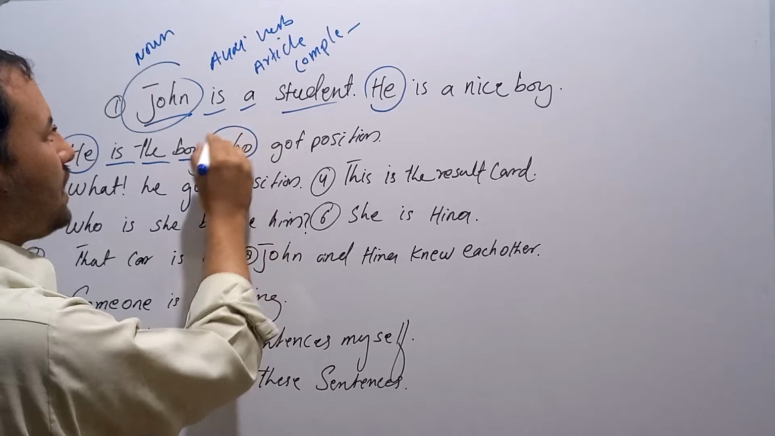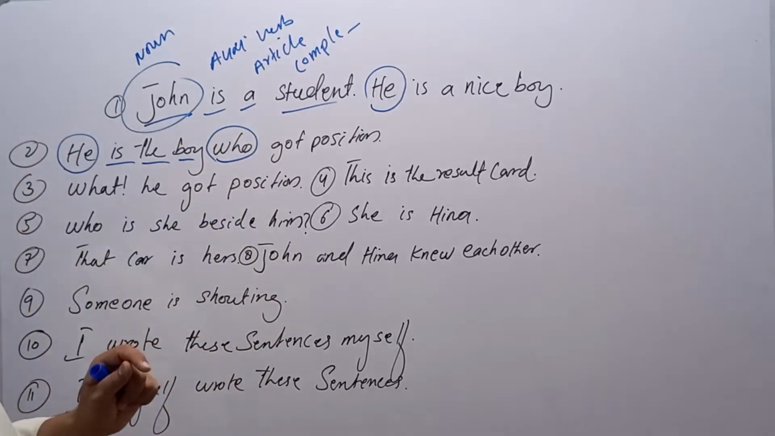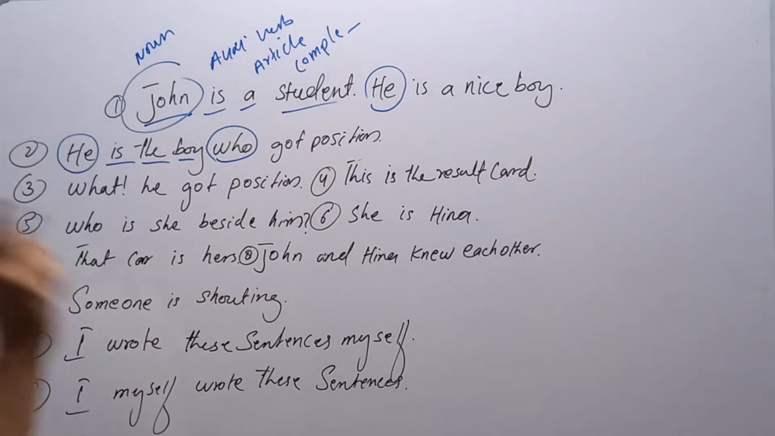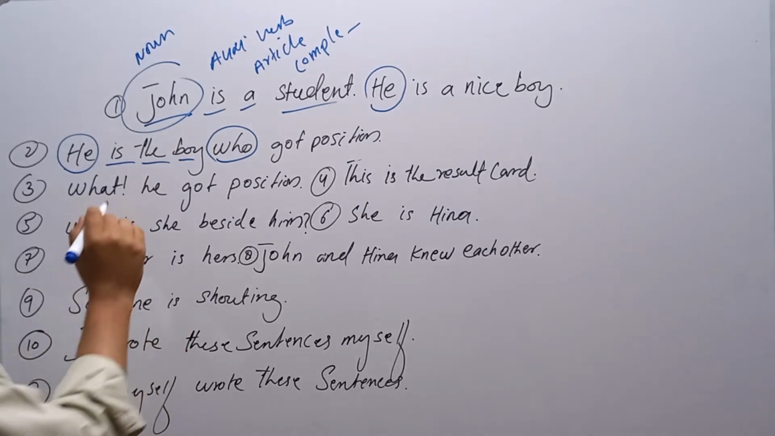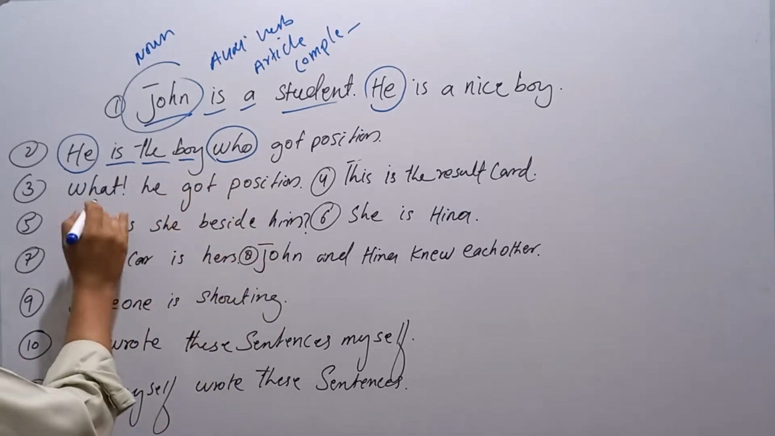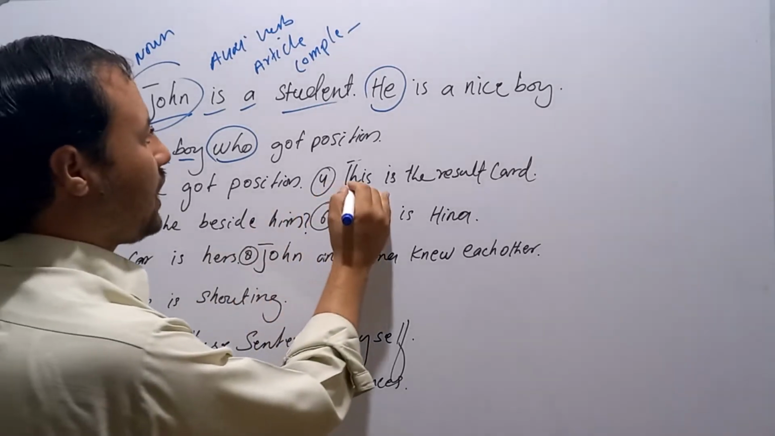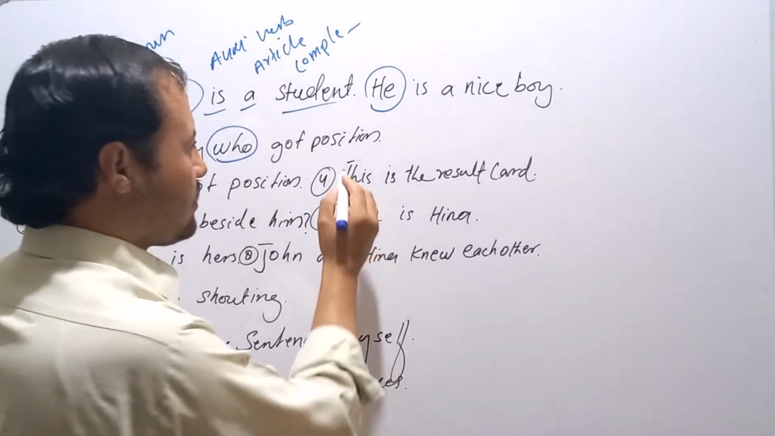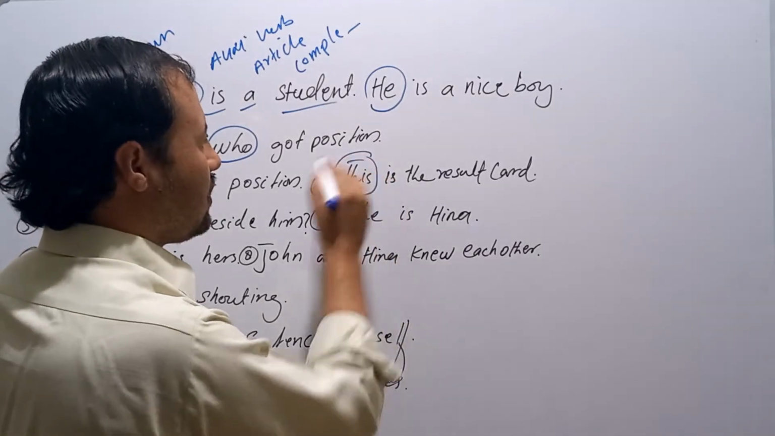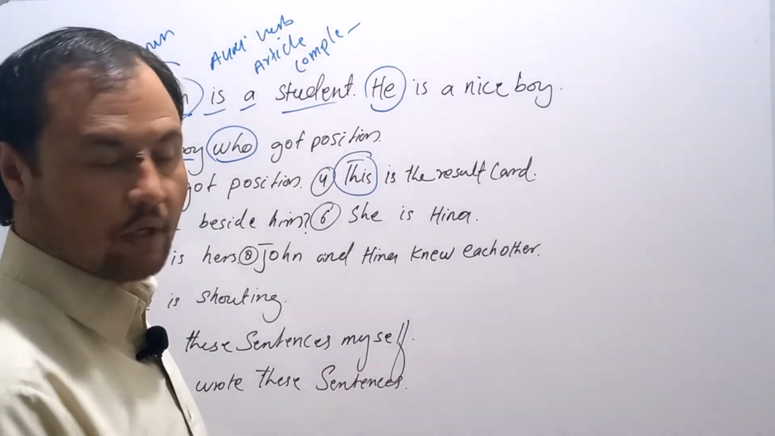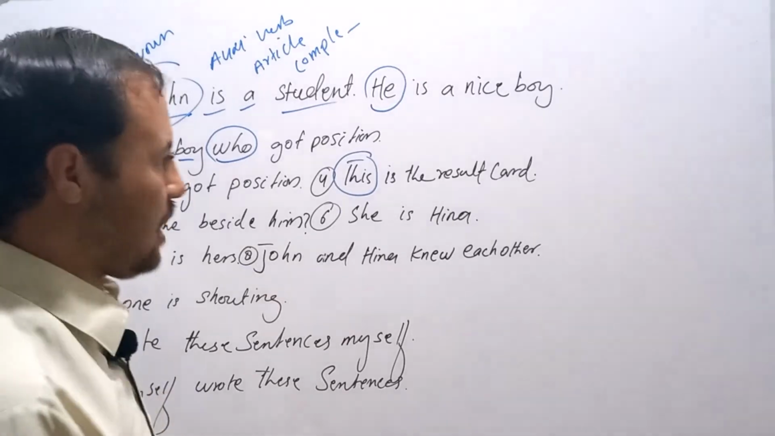Who, what is who here? Who is also one pronoun. Who got possession? Who is a pronoun. He got possession. What is what? What is also one pronoun. Now see, this is the result code. What is this here? This is also one pronoun.